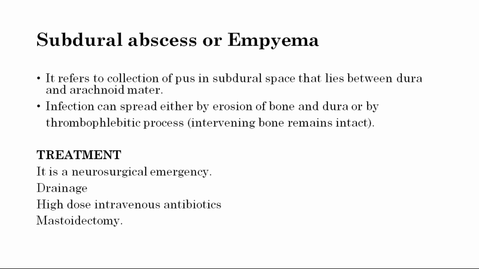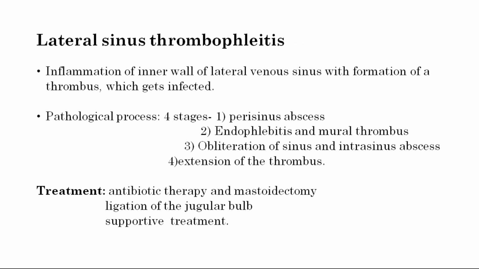And mastoidectomy if it is through the first route, that is erosion of the tegmen plate and erosion of the dura. In that condition, you have to do a very good mastoidectomy, remove all the disease process, and make sure whatever infection is there is nicely drained out, and then you can cover that defect. This I have told you.